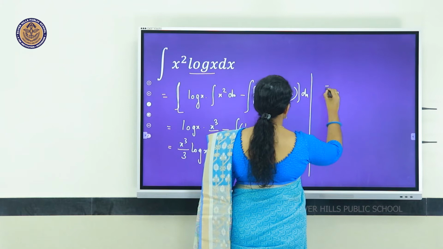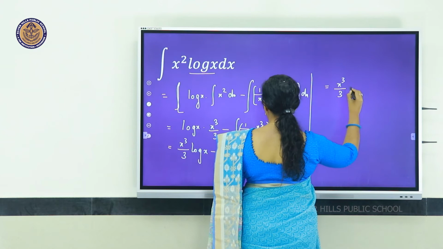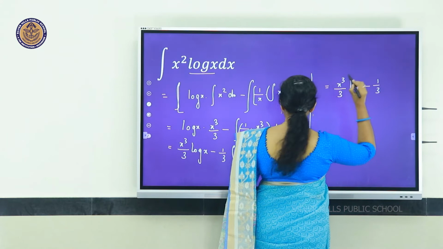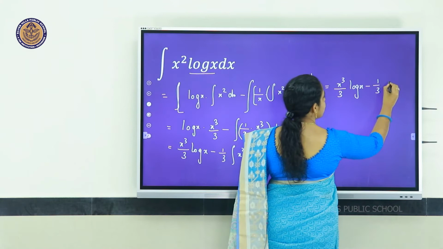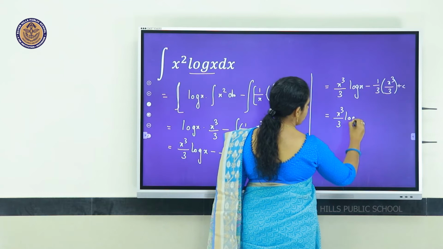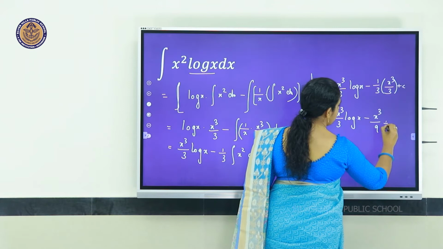Equal to x cube by 3 log x minus, there is 1 by 3 here, and integral x square is x cube by 3, x cube by 3, plus the integration constant c. One more step. x cube by 3 log x minus x cube by 9 plus c, final step.